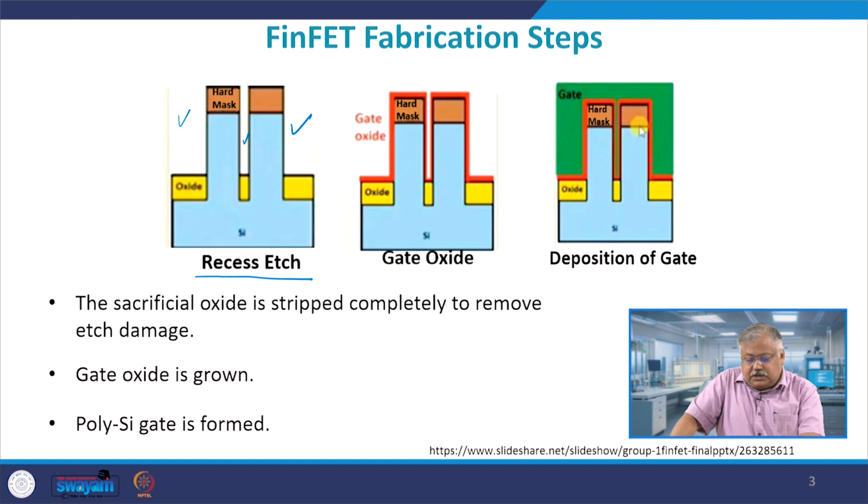After this step, if you see this red colored oxide, this red colored is a thin oxide which you grow, right. This is the MOS oxide which you grow. This is also referred to as a gate oxide or a MOS oxide, right.